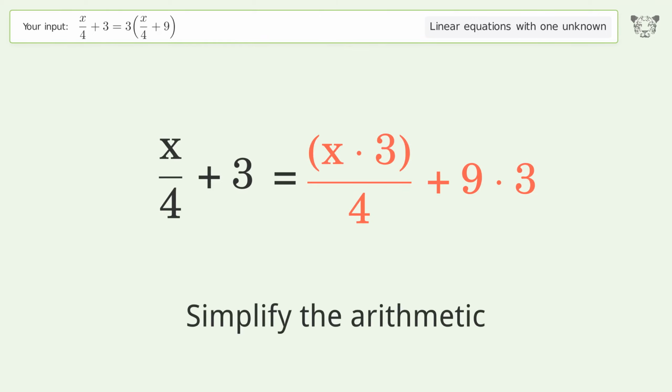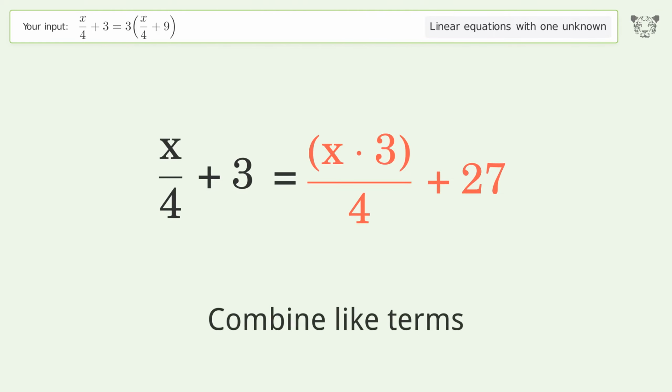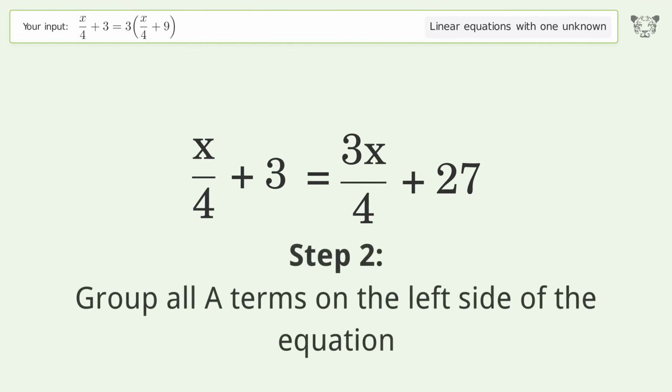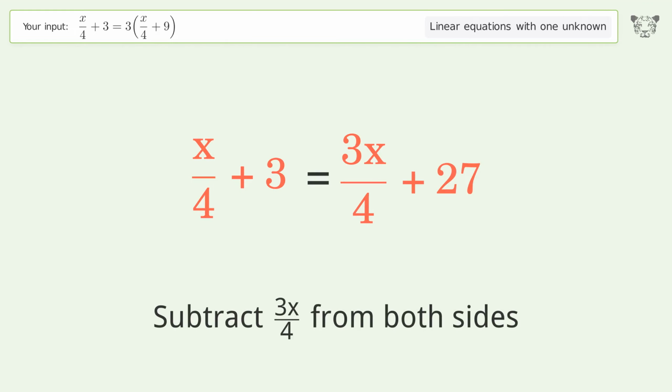Simplify the arithmetic. Combine like terms. Group all x terms on the left side of the equation. Subtract 3x over 4 from both sides.